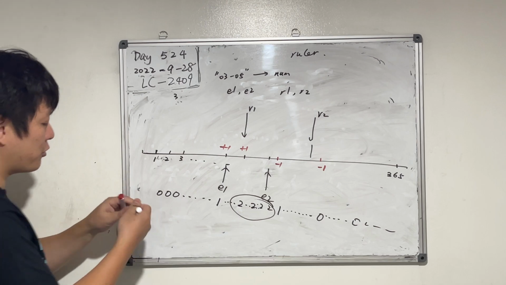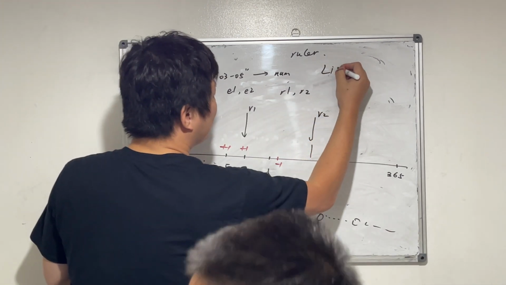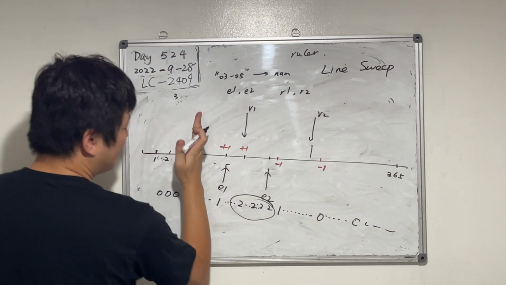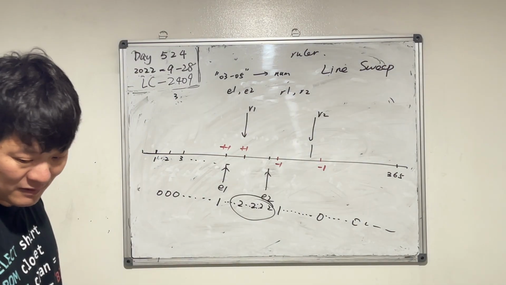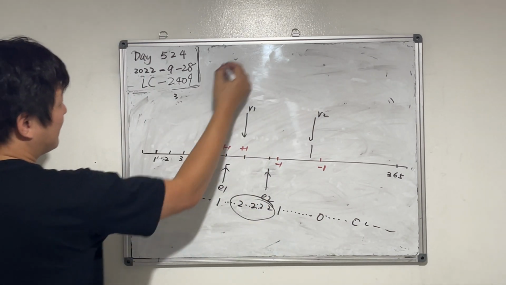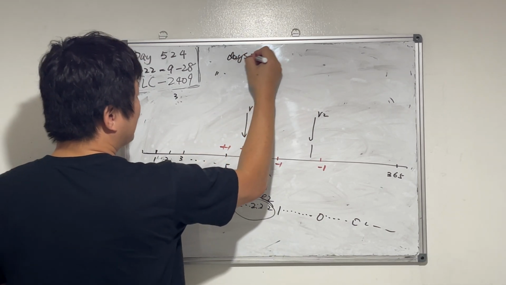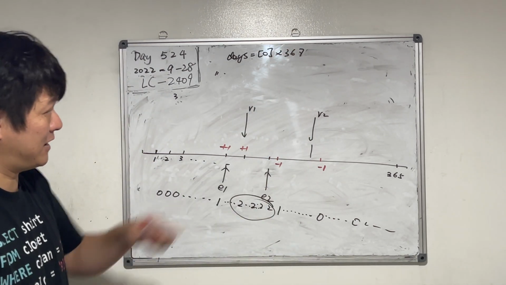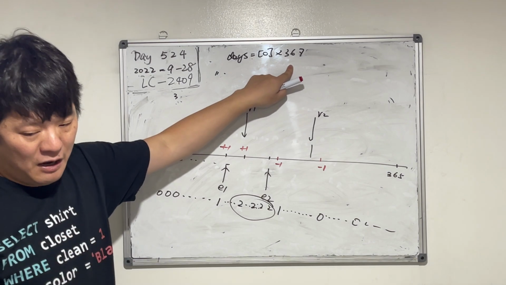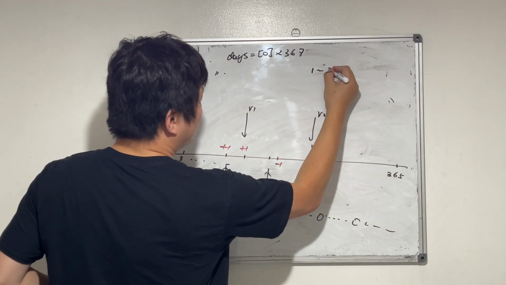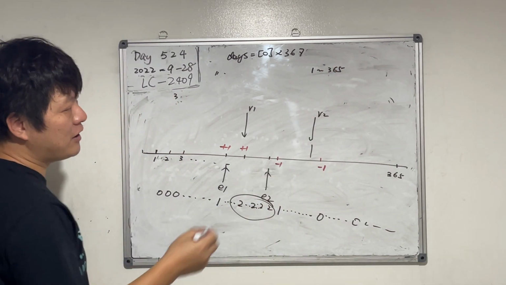Let's call it line sweeping. Line sweep from the left to the right. So first of all, we have this counter days. Days at the beginning equals 0 times 367. Why is this 367? Because the days start from the first one. So we need to use the index 1 to 365, but we need to plus 1 day.